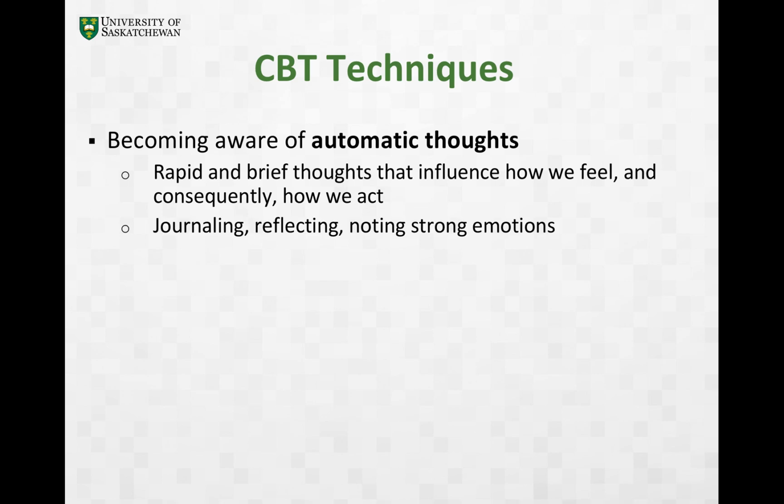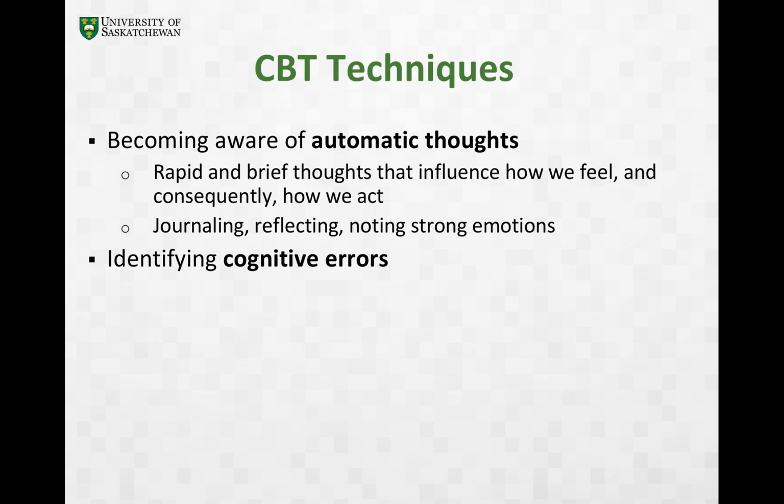So some of the ways that we help people become aware of these automatic thoughts is through journaling, reflecting, noting those strong emotions so that we can help them to pick up when they happen and become more aware of them. Because if we're aware of them, then we can respond to them.